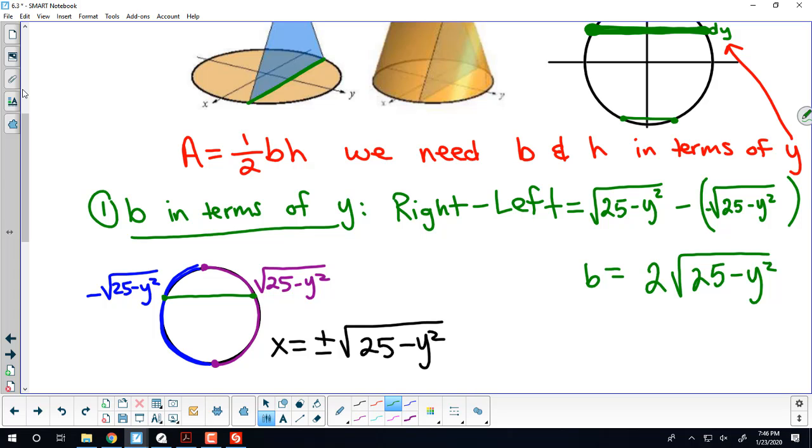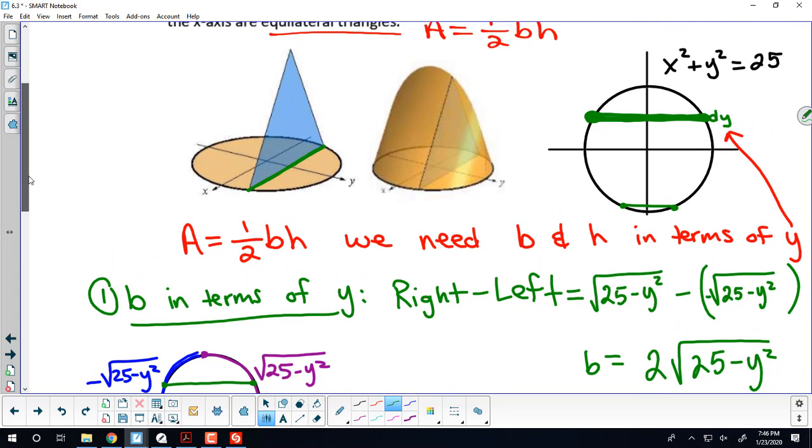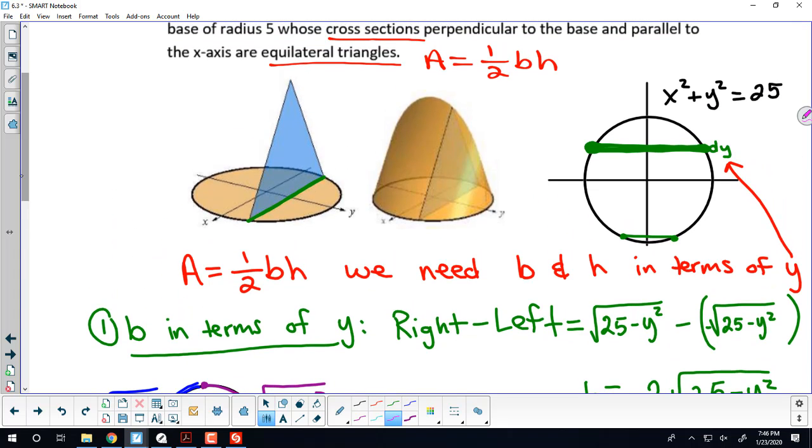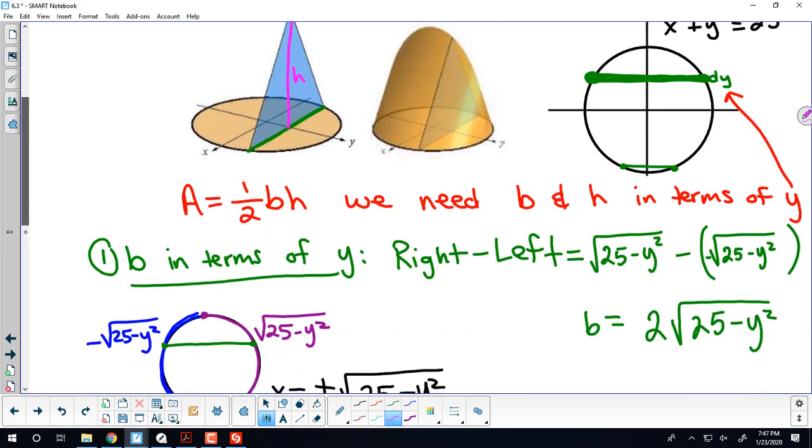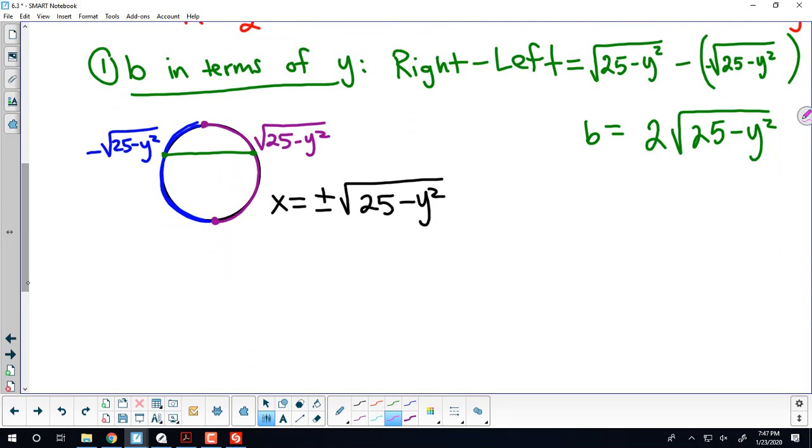Now we need h in terms of y. We're finding the area of the cross section, so it is the height of each cross section. It's the height of this triangle. So that's what we've got to measure, hopefully in terms of y, if we have any hope of integrating this to find the volume. Any ideas here?